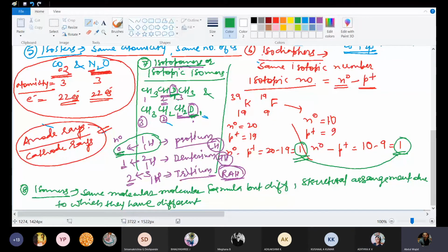Physical properties depend upon the arrangement. Fine. And if the position is different, then because of the difference in position it can be a primary alcohol, a secondary alcohol, or a tertiary alcohol. It can be a primary amine, a secondary amine, or a tertiary amine. That's why they have different physical and chemical properties. Is it okay?